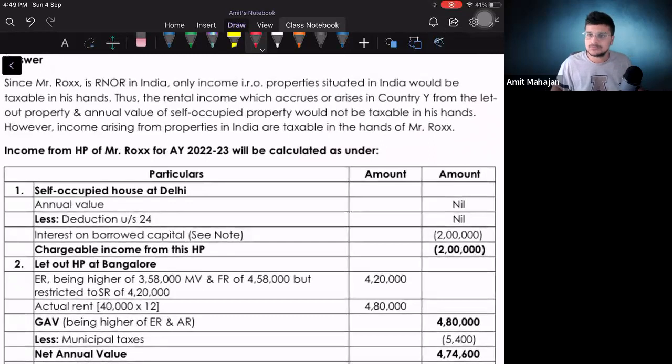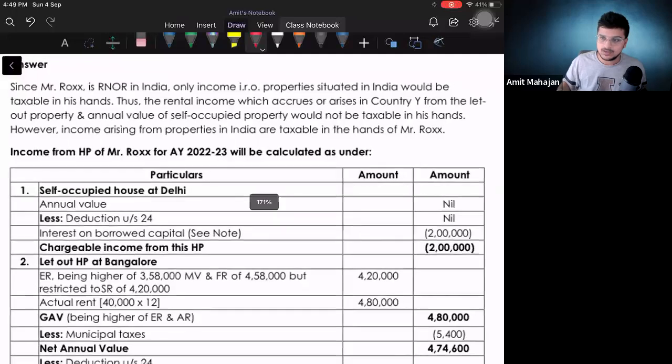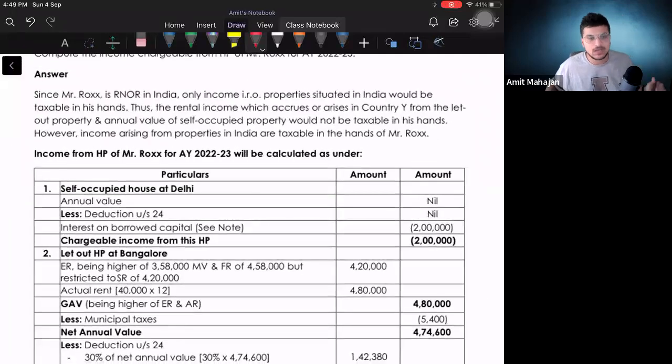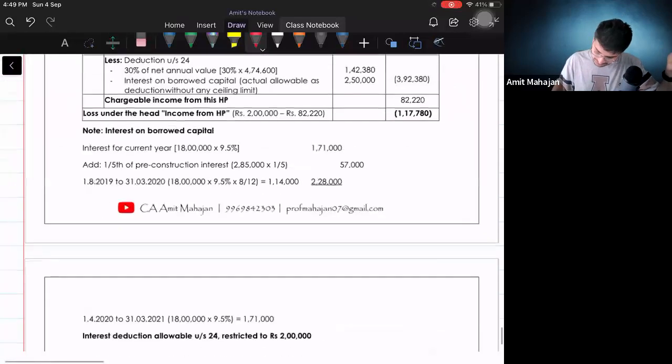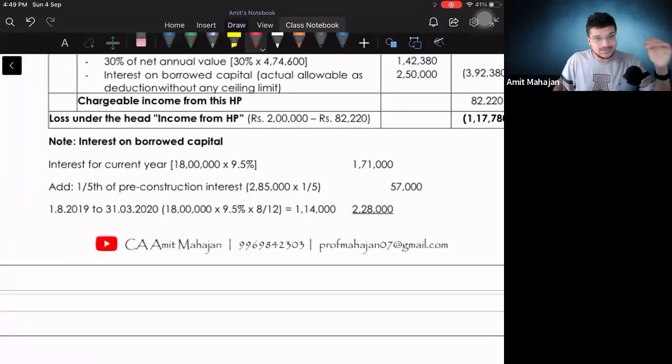Answer is 2 lakhs, because something will be restricted to 2 lakhs. Now the question is how 2 lakh; what is the original answer which got restricted to 2 lakhs? Interest for the current year is 1,71,000. The current year's interest is post-construction. Now we have to compute the pre-construction interest. In pre-construction there are 2 years: 1 year is for 8 months and the second year is for 12 months.